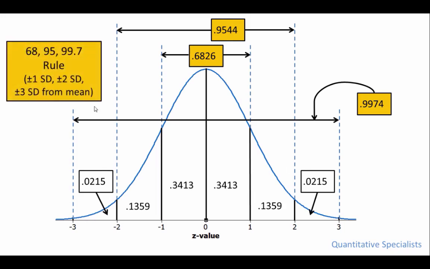And this is known as the 68, 95, 99.7 rule, which means once again that 68% of the values fall within 1 standard deviation of the mean, 95% of the values fall within 2 standard deviations of the mean, and 99.7% of the values fall within 3 standard deviations of the mean. So once again, this is referred to as the 68, 95, 99.7 rule. And it's important to note that it only applies to a normal distribution, or a bell-shaped or Gaussian curve. So if you have a t distribution or an f distribution, for example, this rule would not apply to those distributions, just to the normal distribution.